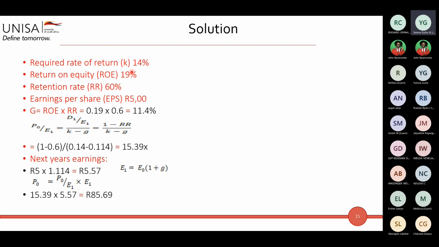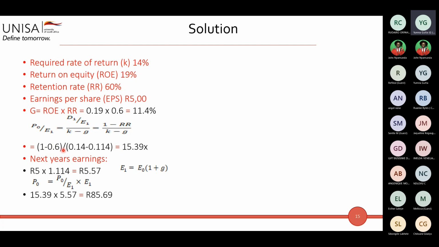Your return on equity was given to you at 19%. Your retention rate was given at 60%. Your earnings per share were given at 5 Rand. Step 1, we calculate the growth rate, which is 0.19 times 0.6, which gives you 0.114, which is 11.4%, right?